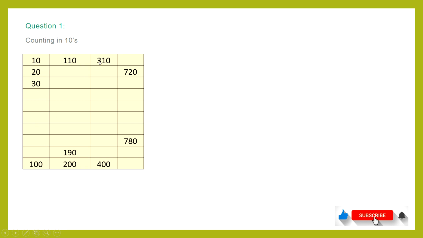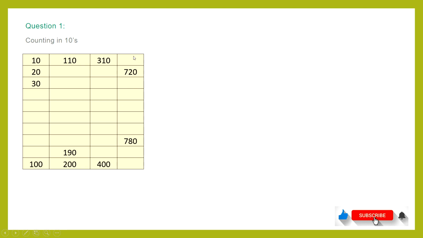So it is easy, but for 110 again you have to count the numbers with a gap of 10. So after 110 we get 120. So the next number will be 120. Next will be 130, all the way up to 190 and 200 you have to fill. Then here is 310. It will again count with a gap of 10. So after 310 what will we get? 320, 330, 340, 350. That way we will write all the numbers up to 400.